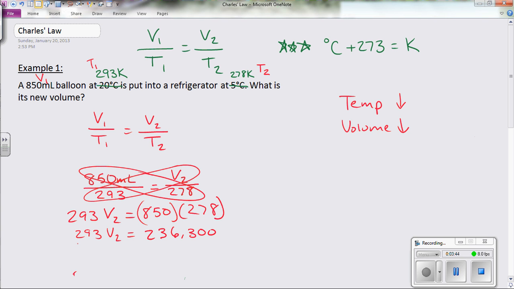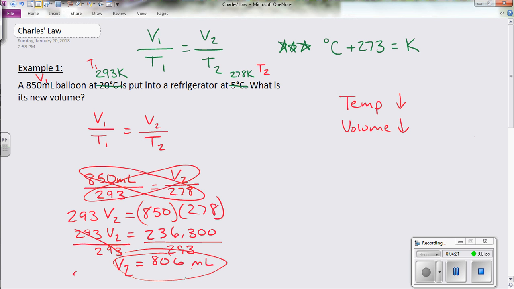In order to isolate the variable, we are going to do the opposite of what we already have. So right now it's being multiplied, so we need to divide by 293 on both sides. This cancels. 236,300 divided by 293 will give us 806. Now, what is our label? Remember, you look at this variable as a V, so you can go back to the problem, find our other V was labeled with milliliters, so we know that this too will be in milliliters.